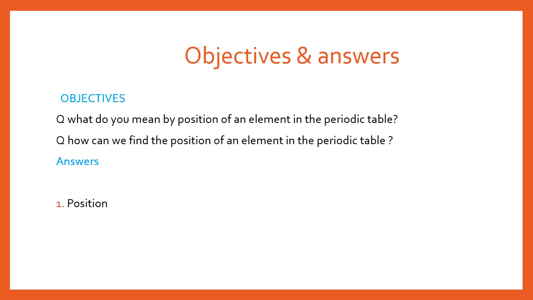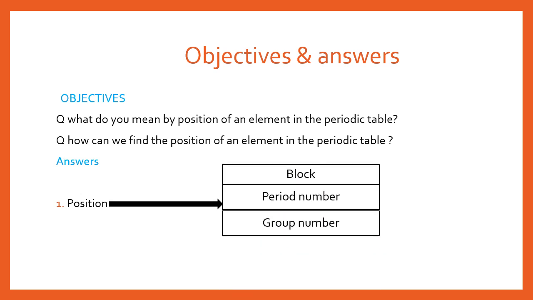The answer to the first objective is that if we talk about the position of an element, it means we must find three things. One, that element belongs to which block of the periodic table. Secondly, in which period the element is present, and thirdly, in which group it is found. If we find these three things about an element, it means we found the position of the element.